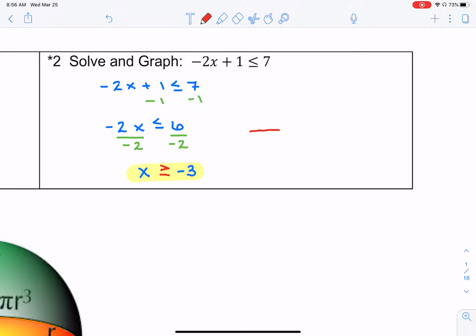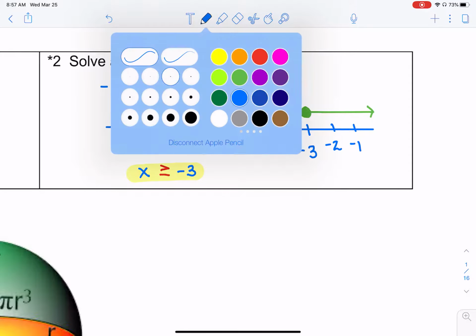To graph this one, let me just start that over, use my blue. To graph my number line, I focus in on negative 3 being kind of the focal point, and then I go smaller or bigger from there. And it is going to be a closed circle at negative 3 because of that equal bar. And it's also going to go to the right this time because it's greater than. So there's my completed graph for star 2.